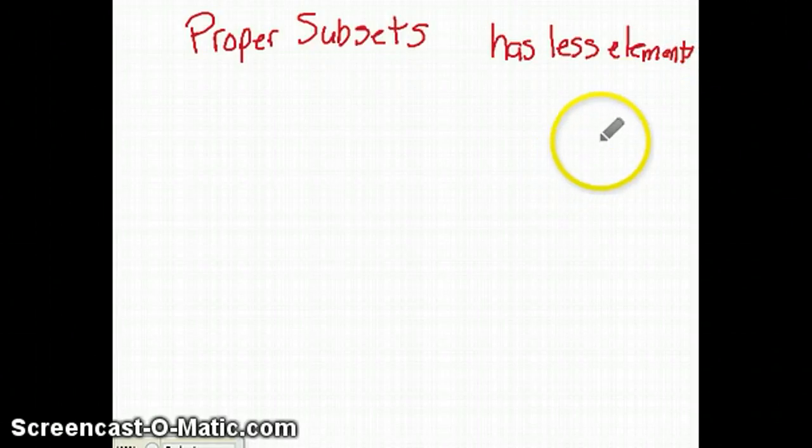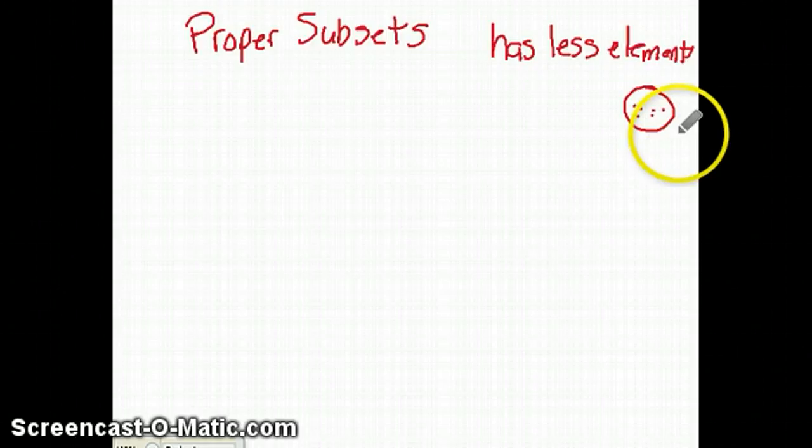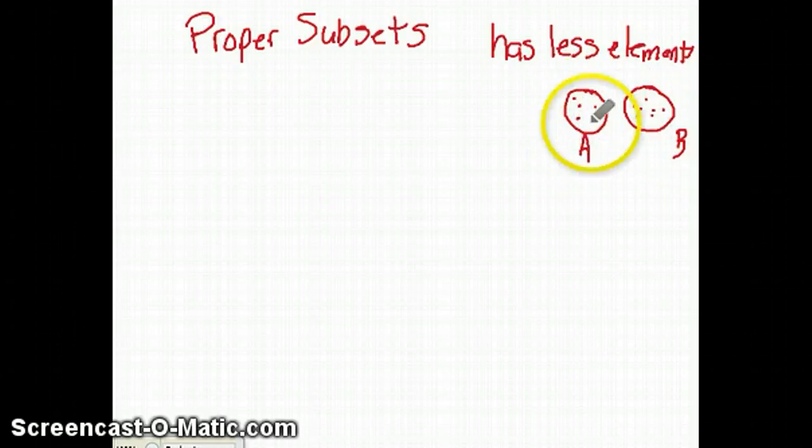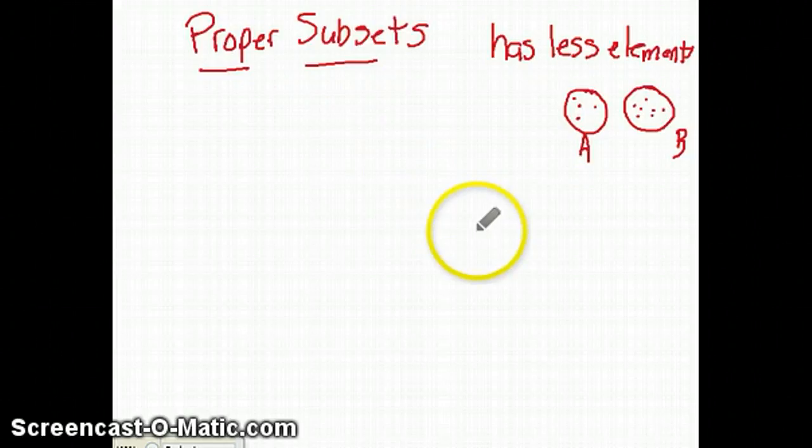Okay? All right, so here's, I'll just put a circle here. I got 1, 2, 3, 4, 5, 6, 7. Let's call that B. And here's A. 1, 2, 3, 4. Does A have less parts than B? If A has less parts, then we can say that this relationship, proper subset, applies to that.